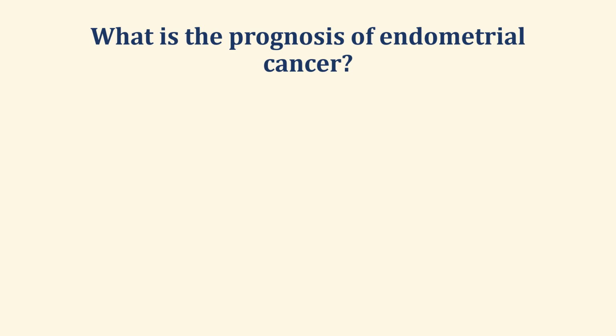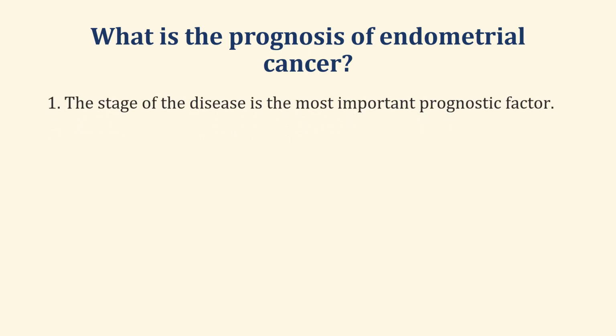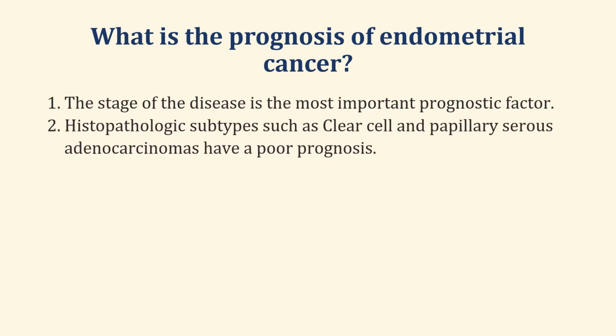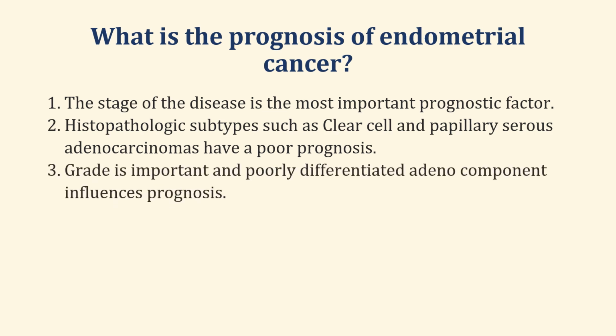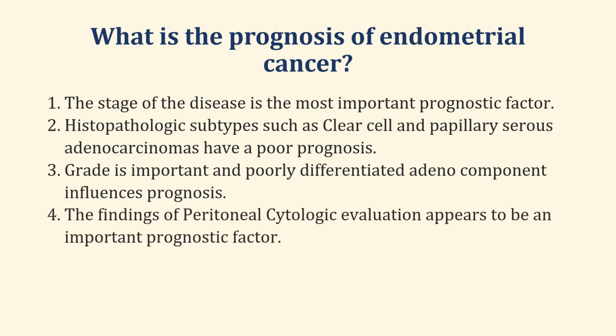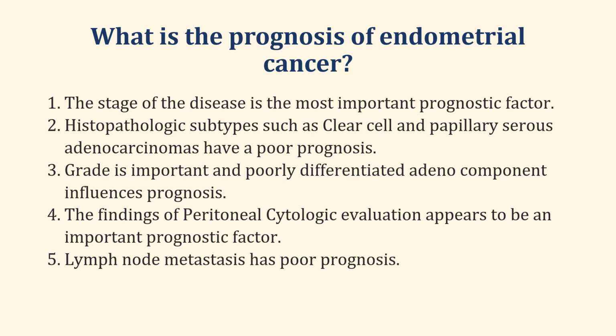So with the new classification, it is now becoming more complex to understand the prognosis of endometrial cancer. There are different factors that are going to influence the prognosis, and these include the stage of the disease, which is the most important prognostic factor. Histological subtypes such as clear cell and papillary serous adenocarcinomas have a poor prognosis. Grade is important, and a poorly differentiated adenocomponent influences prognosis negatively. The findings of peritoneal cytologic evaluation appear to be an important prognostic factor, and lymph node metastasis has a poor prognosis.